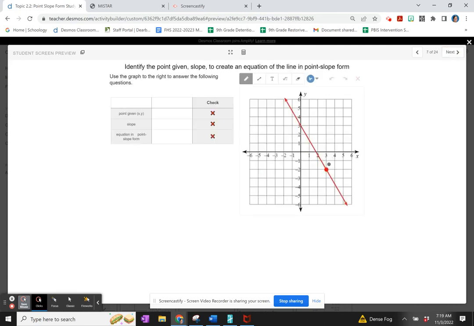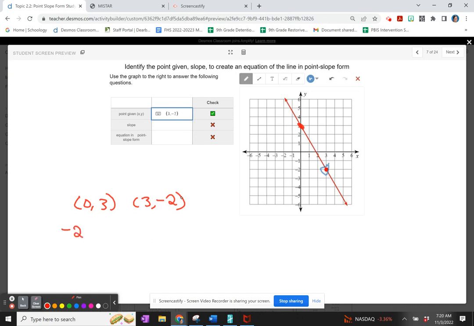Here, the point given, you got to make sure that you identify that. So that's 3, -2. The slope, I still highly recommend you picking another ordered pair and just doing the slope formula. So negative 2 minus 3 over 3 minus 0. And you get negative 5 over 3.